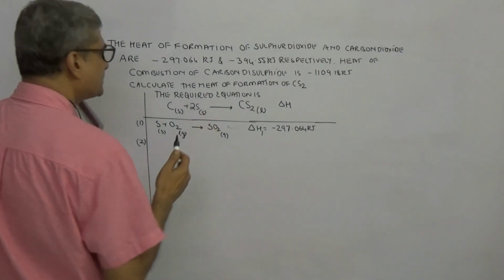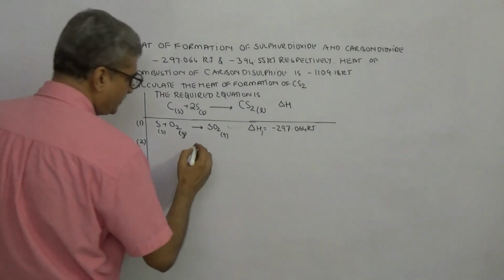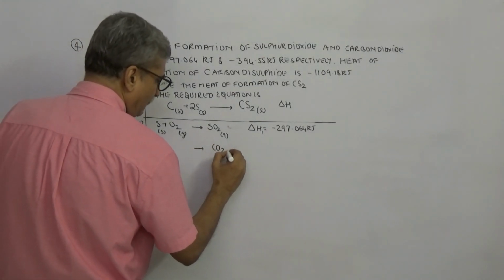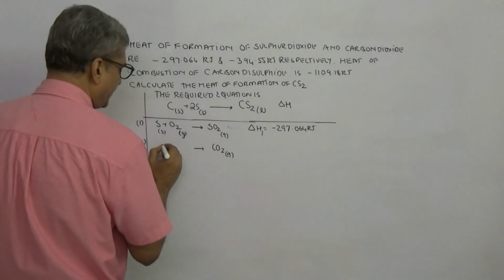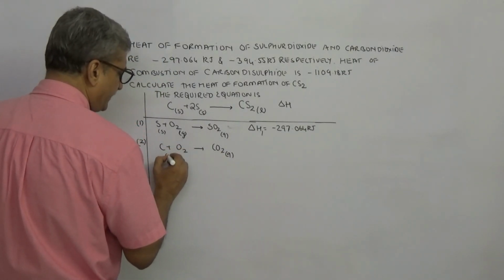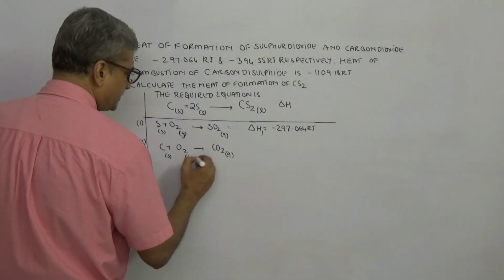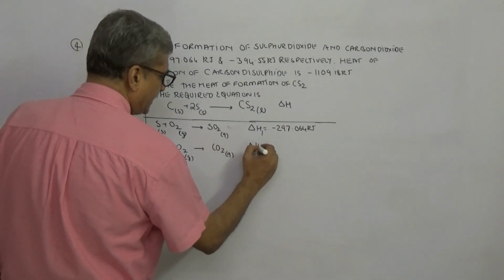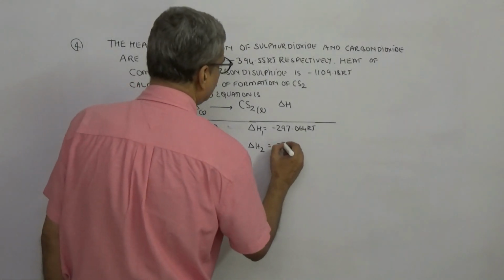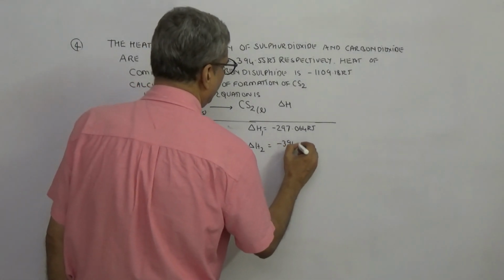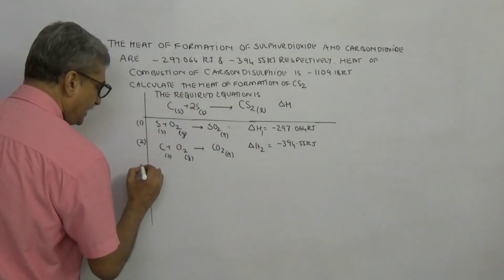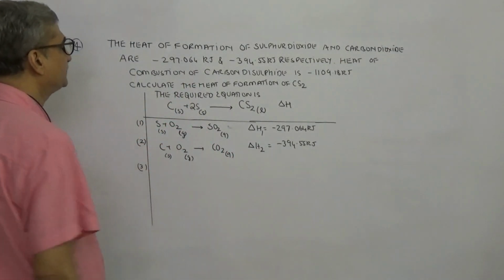The next point is heat of formation of carbon dioxide. So what is the definition? 1 mole of carbon dioxide is formed from the elements in the standard state. So we have carbon, solid, oxygen, gas. So let's call this delta H2 value. This delta H2 value is how much? Minus 394.55 kilojoule.